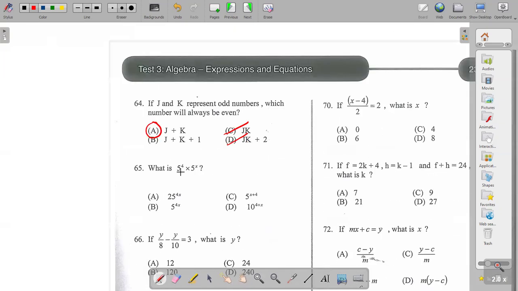All right, so this rule, they have the same base. So it's going to be 5 to the 4 plus x. So which one has 5 to the 4 plus x or x plus 4? Let's see.